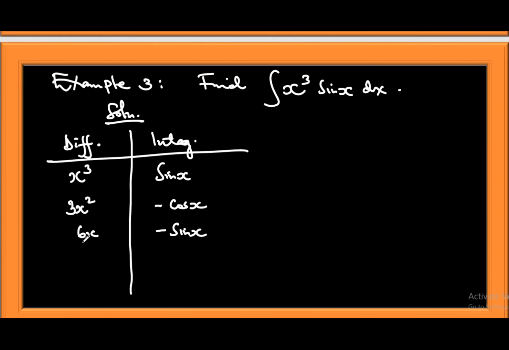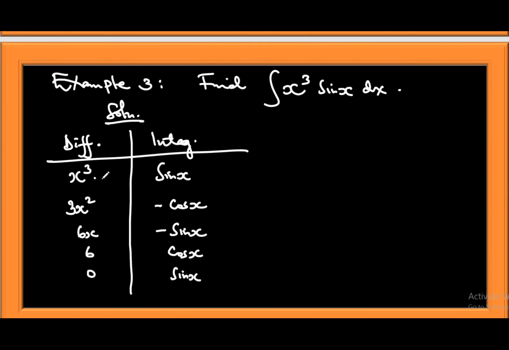When you differentiate 6x, you get 6. And when you integrate negative sine x, you're going to get positive cos of x this time. When you differentiate 6, you get a 0. And then when you integrate cos of x, you get positive sine of x.